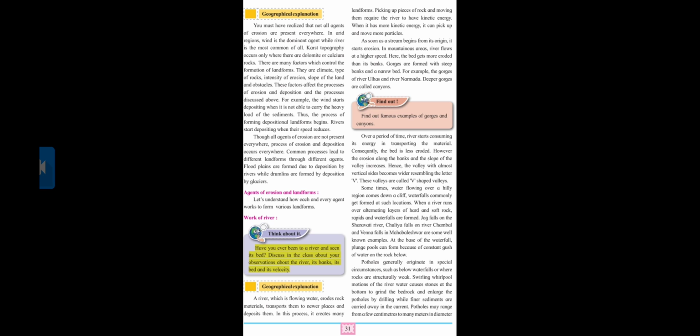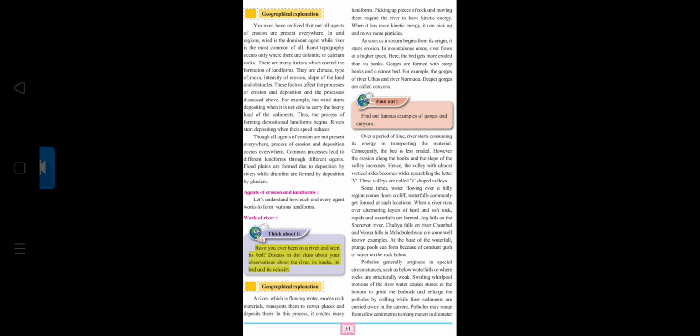Now, you must have realized that not all agents of erosion are present everywhere. In the arid regions, wind is the dominant agent while river is the most common of all. Karst topography, I had spoken to you all about it. What is it? It only occurs when there are dolomite or calcium rocks. There are many factors which control the formation of landforms. They are climate, type of rocks, intensity of erosion, the slope of land, and obstacles.